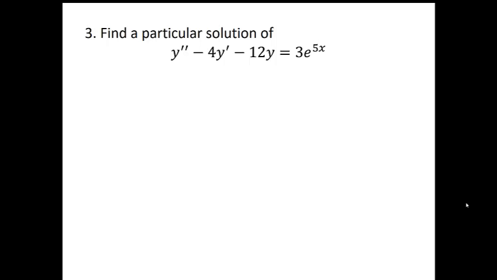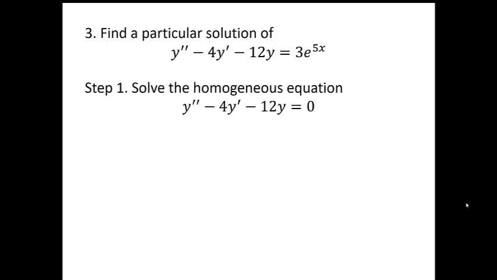So suppose we want to find a particular solution of the differential equation y double prime minus 4y prime minus 12y equals 3e to the 5x. Step 1 always is to solve the associated homogeneous equation. So y double prime minus 4y prime minus 12y equals 0.